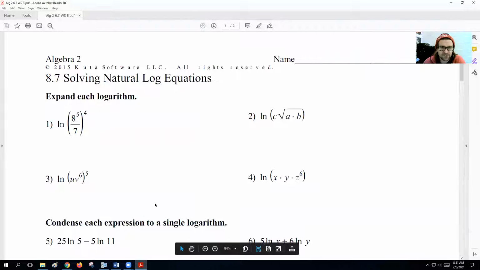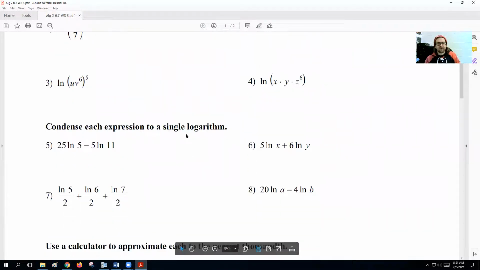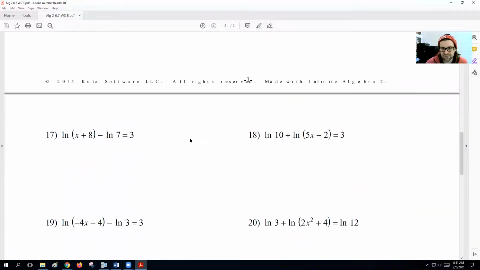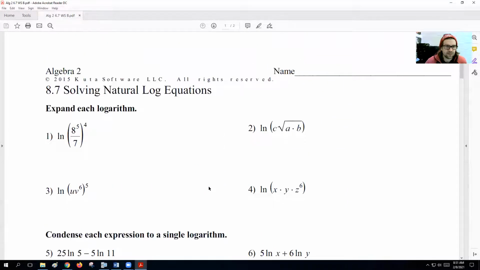All right, and then for worksheet B here, what you guys are going to do is solve these. So we didn't spend too much time on it, so I'm going to go through this now, which is the expanding and contracting of these logarithms.